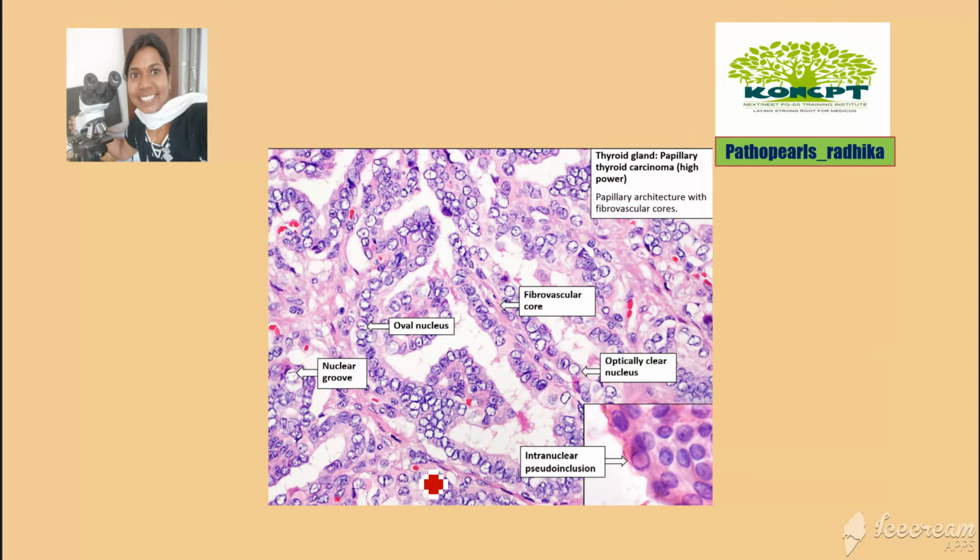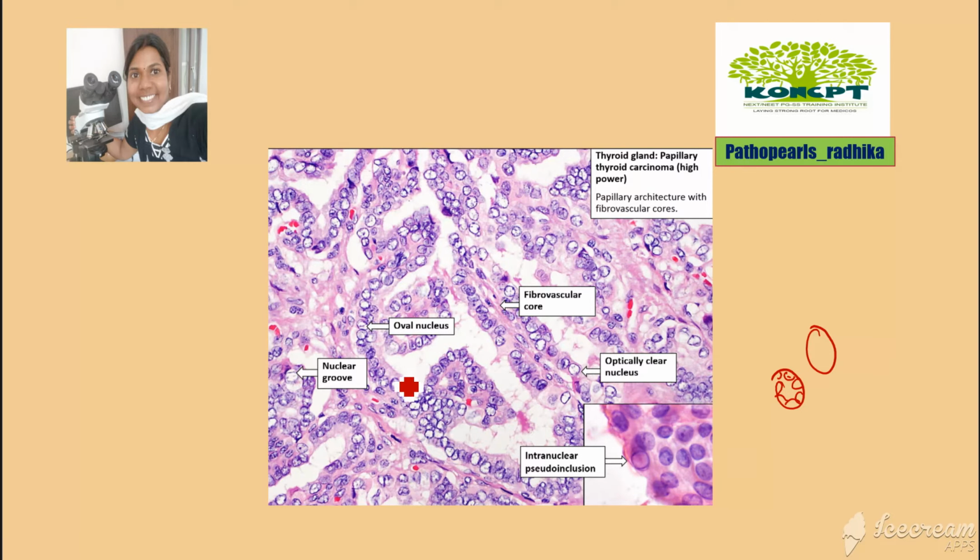When you are seeing these things, you are able to see something like a papillae. So what do you mean by a papillae? Papillae are nothing but finger-like projections with a fibrovascular core. So all these red things are fibrovascular cores and they are lined by these cells which are big. Normally when you see thyroid follicular epithelial cells, you can see follicles which are lined by cuboidal epithelium.